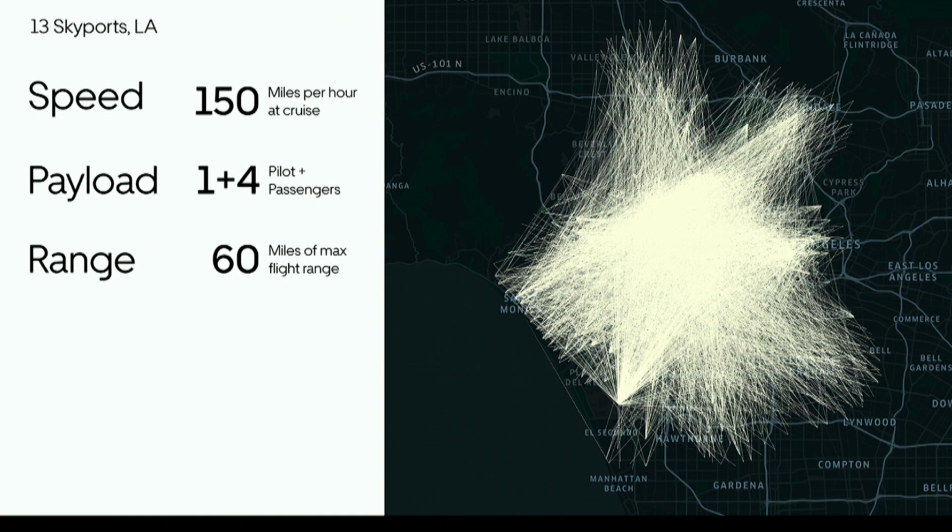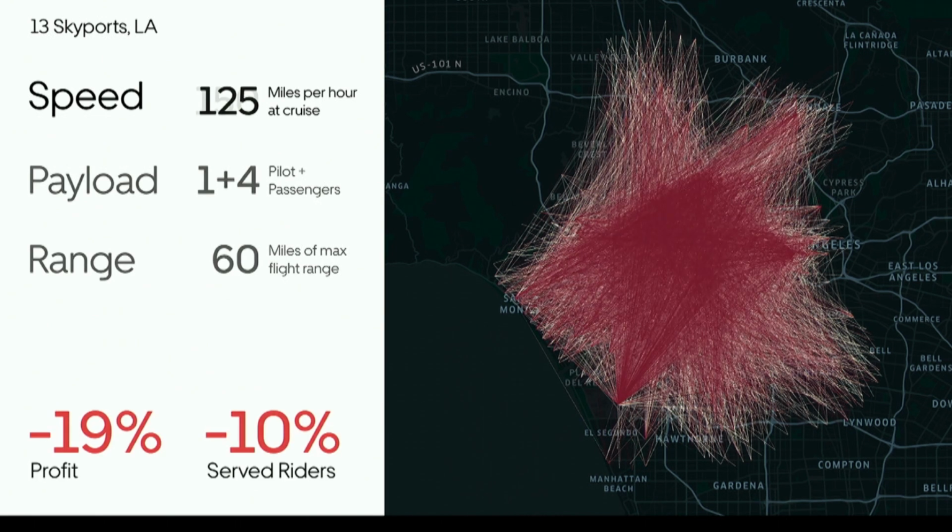What I'm going to show you now is how many fewer of these trips we can serve with a vehicle of 125-mile-per-hour cruise speed. So we can see that you see lower profits, lower served riders, and overall less network efficiency.